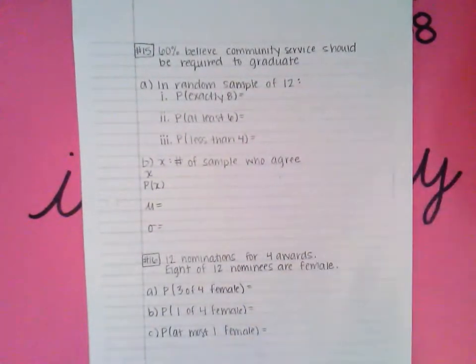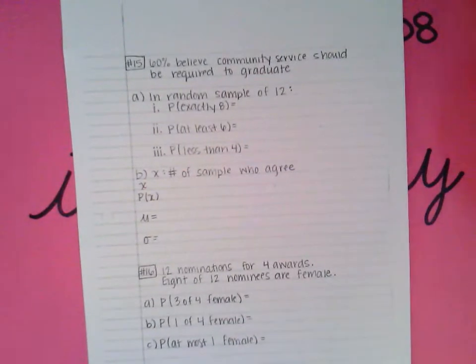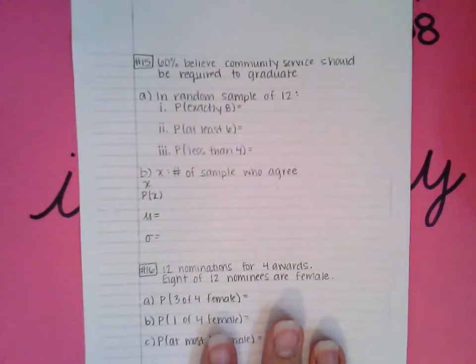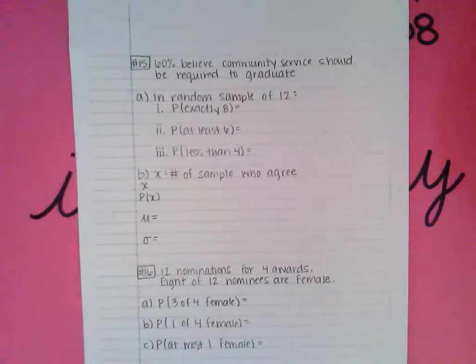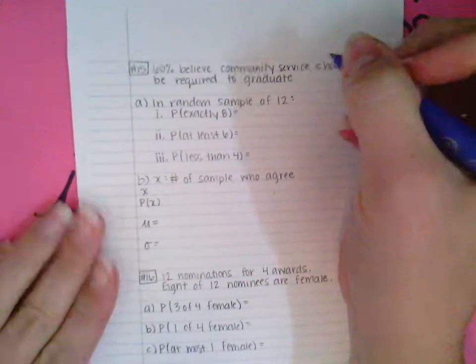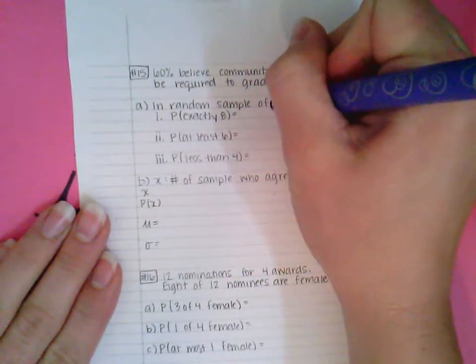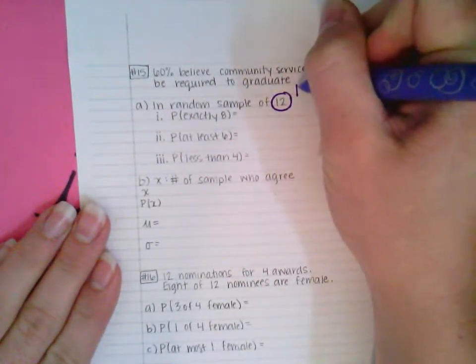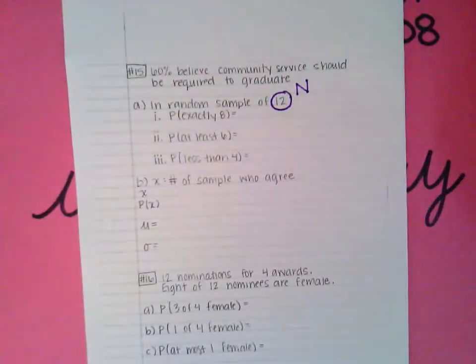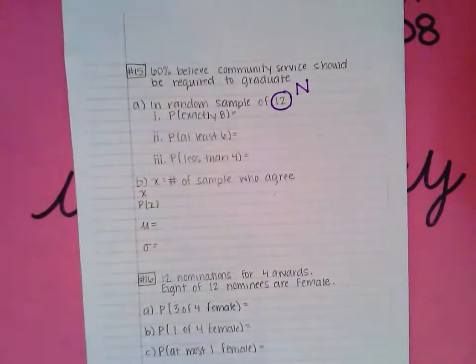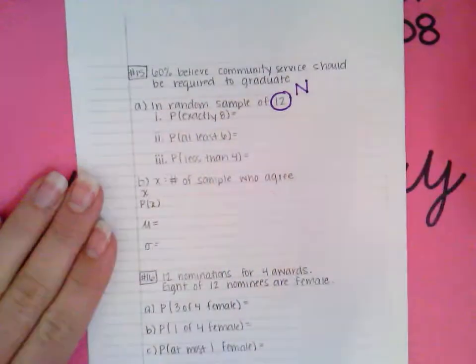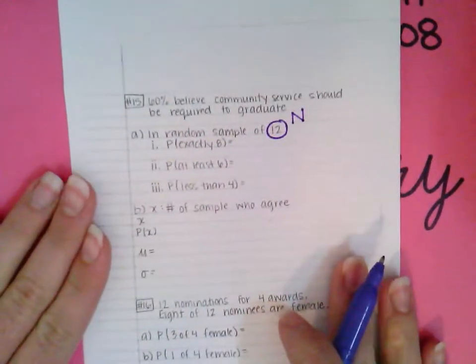Okay, this is number 15. On number 15, 60% of people believe that community service should be required to graduate. And then we have a random sample of size 12, so this is my N. I don't have a secondary group here. I just want to know about this sample of size 12. Let's talk really quickly about if I have these 12 people.